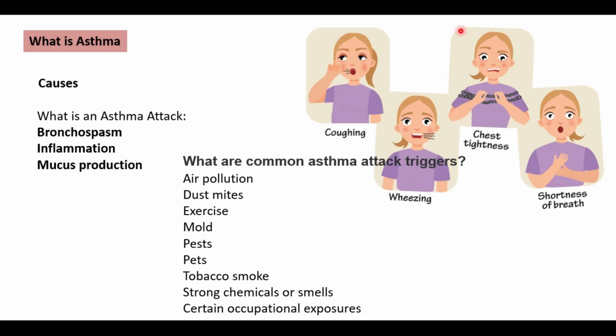Then comes exercise. For some people, exercising can also cause an attack. So a patient with asthma must avoid severe exercise. Then comes mold. Damp places can spawn mold, which can cause problems if you have asthma. You don't even have to be allergic to mold to have an attack. In the case of pests, cockroaches, mice, and other household pests can cause asthma attacks. And in the case of pets, your pets can also cause asthma attacks.